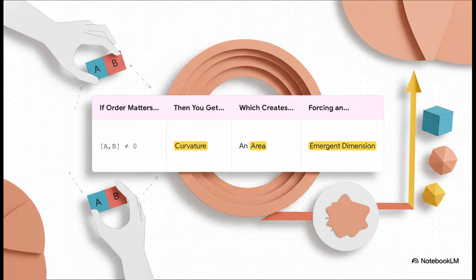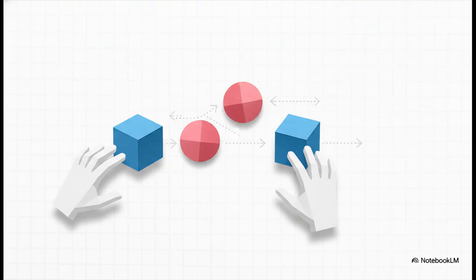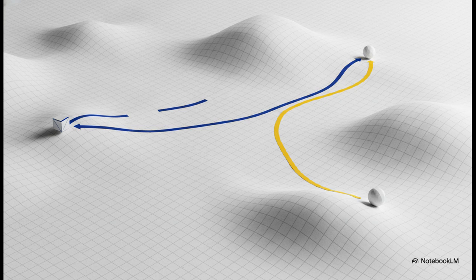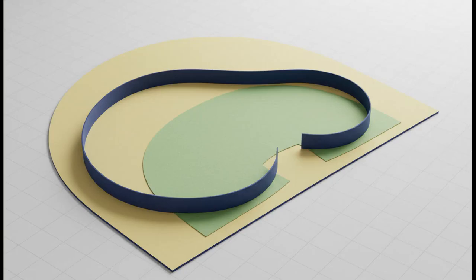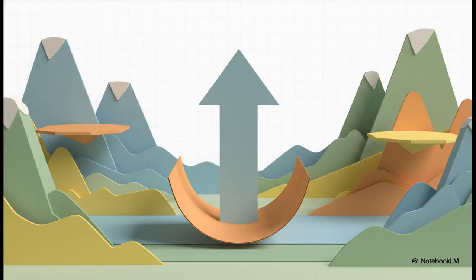And here it is, the final leap. If you have an area, a little two-dimensional patch of space, you have forced the existence of a new direction to move in. You have literally created an emergent dimension. It all starts right here, with the simple algebra that asks, does order matter? Which then shows up in the physical world as the actual warping and bending of space. This creates a tangible loop, a measurable patch of surface that wasn't there before. Which finally defines a new independent direction.